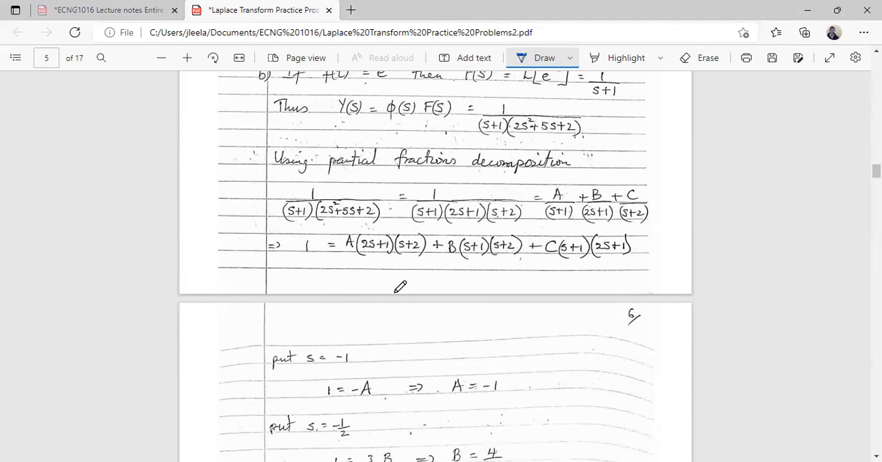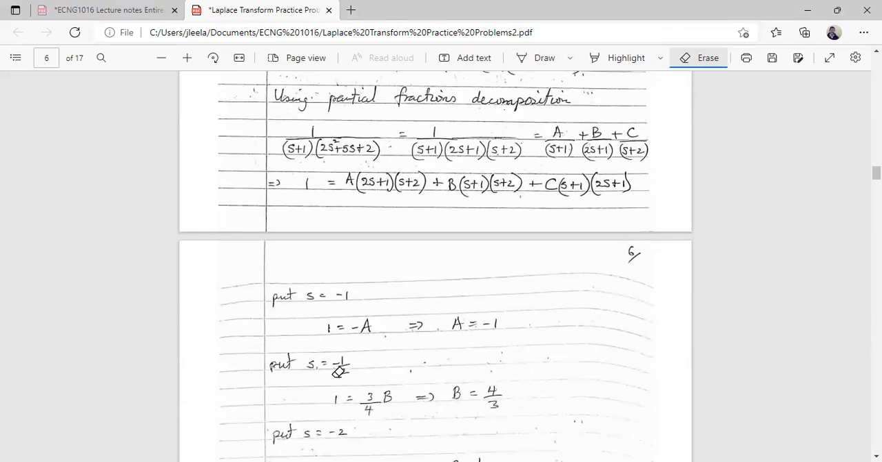And then if you put s equal minus 1, the second and the third terms will vanish. So you'll end up getting minus 2 plus 1. So that'll be what? Minus 2 plus 1 is minus 1. And here you will get 1, right? So that'll be minus a is equal to 1. So a is minus 1, right? So when we put s equal minus 1, we could find a equal minus 1.